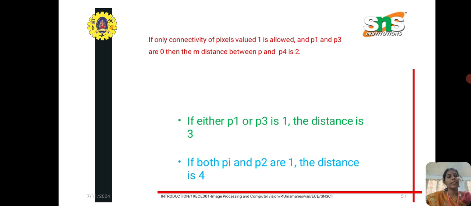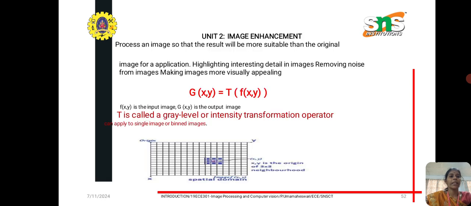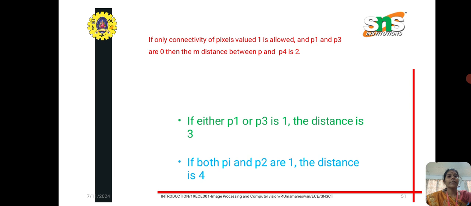If p1 and p3 are 0, then the m distance between p and p4 is 2. If either p1 or p3 is 1, the distance is 3. If both p1 and p3 are 1, the distance is 4.